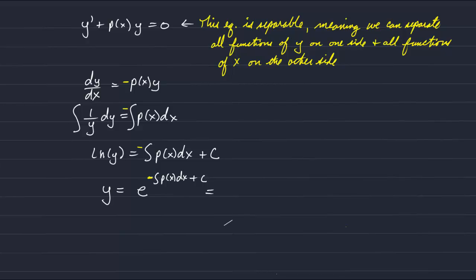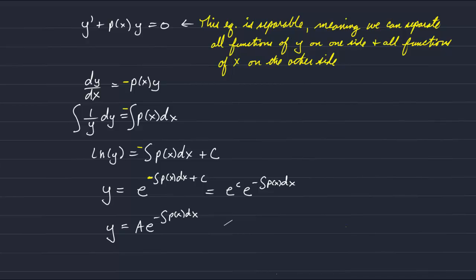With this solution, we see that we have e to the c times e to the minus integral of p of x dx, because the exponent of a sum turns into a product, and e raised to a constant power is just another constant. So we can write that as y is equal to a e to the minus the integral of p of x dx. Again, p was the function that was multiplied by y in the original equation.